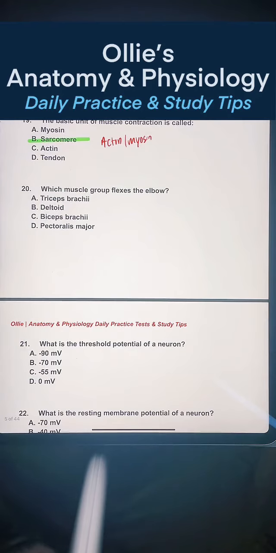Number 20, what muscle group flexes the elbow? So, flexes the elbow.